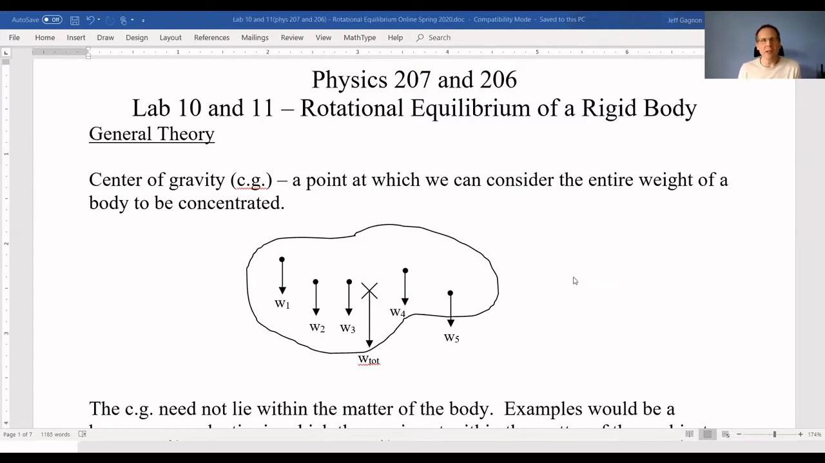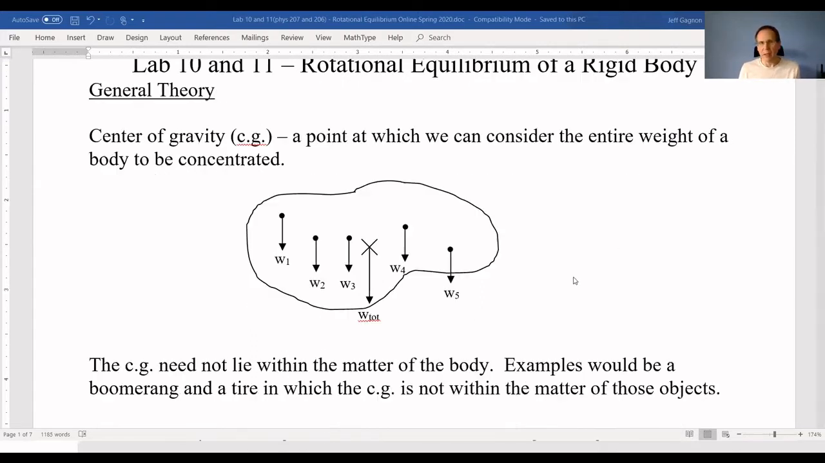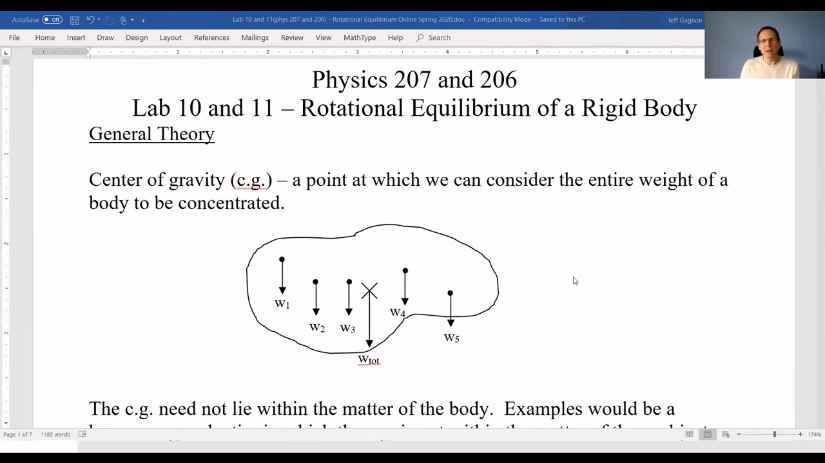The first definition is something called center of gravity. You can think of that as a location, or a point at which we can consider the entire weight of the object to be acting. It's sort of like a mathematical average where you can consider the entire weight of the object to be acting. Typically, if you have a solid object, then the center of gravity is going to be three-dimensionally inside of that object, but it doesn't necessarily have to lie within the matter of the body.